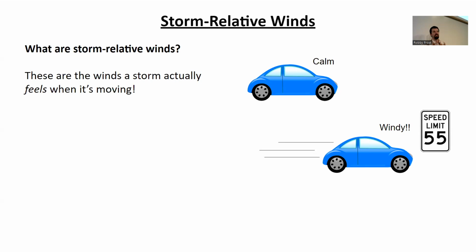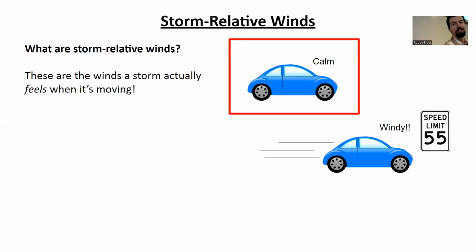Well, imagine it's a really calm day, and you're in a car, but you're not moving. You stick your hand out the window, you're not going to feel anything, right? And maybe envision a little puppy hanging his head out the window. He's going to be kind of sad. But as soon as you start going 55 miles per hour down the highway, puppy's going to be happy. The wind's flowing. So it could be a calm day, but you're still moving fast enough that you can feel winds. This is how storm relative winds work.